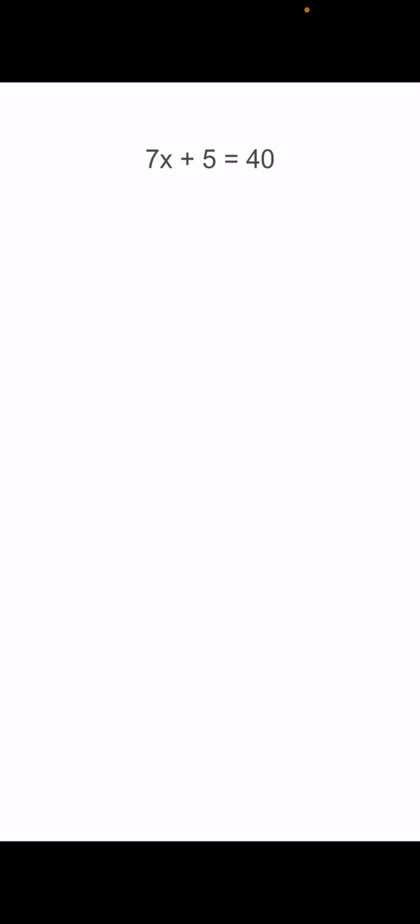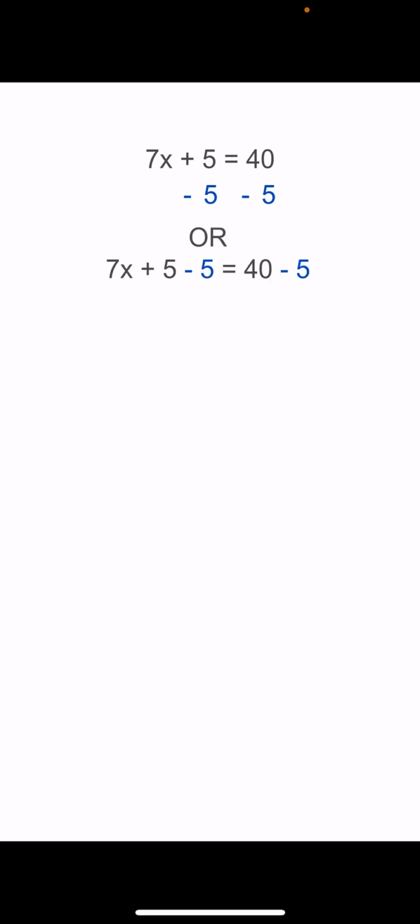To do that, we'll have to go backwards on the PEMDAS. So first we go with addition or subtraction. We have to subtract the 5 from both sides, because whatever you do to one side, you have to do to the other. So you subtract 5 from the first side, and then subtract 5 from the other side. You could also write this as one big equation: 7x plus 5 minus 5 equals 40 minus 5.